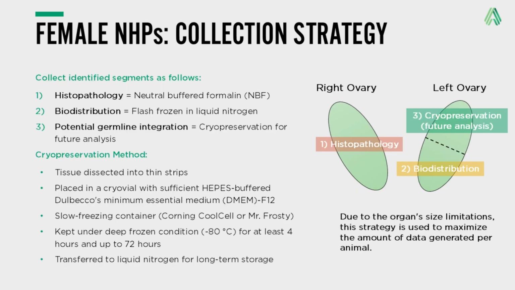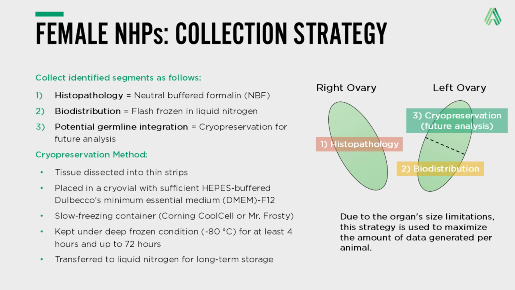Female gamete collection presents a distinct set of challenges due to the small size of the ovaries and the fact that oocytes are embedded within ovarian tissue rather than existing as freely isolatable cells. In addition, the limited amount of tissue available for assessment of potential germline integration must be carefully balanced against other critical toxicology study endpoints that cannot be compromised for regulatory or scientific reasons.